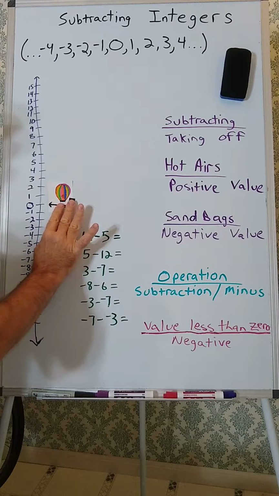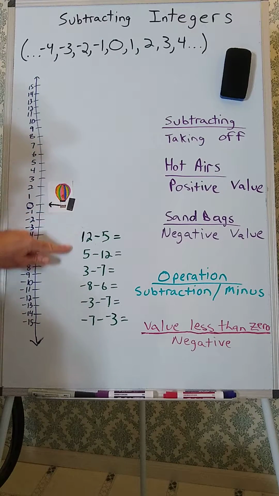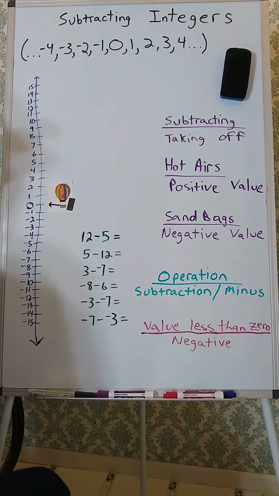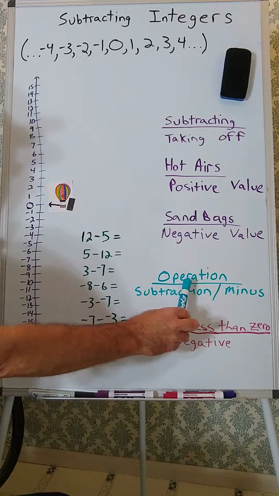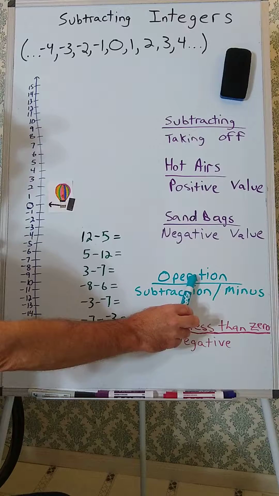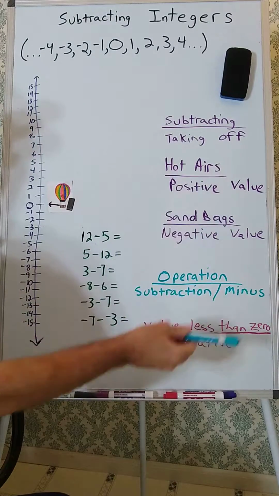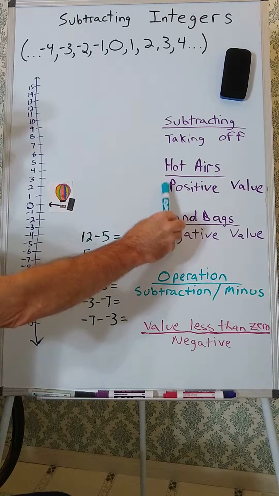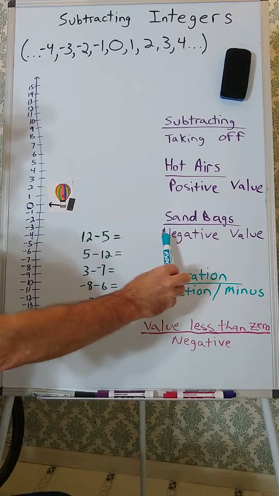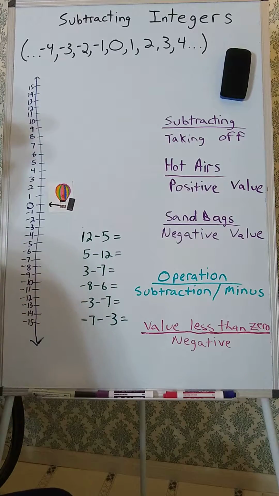So that's the idea. As we go through these examples, I'm going to circle the operation sign so that we're thinking, all right, that means we're taking off, and then whatever number comes after that, if it's positive, we're taking off hot airs, and if it's negative, we're taking off sandbags.